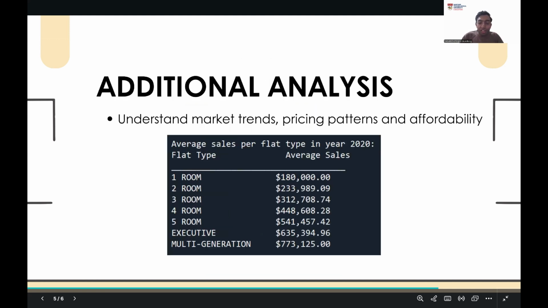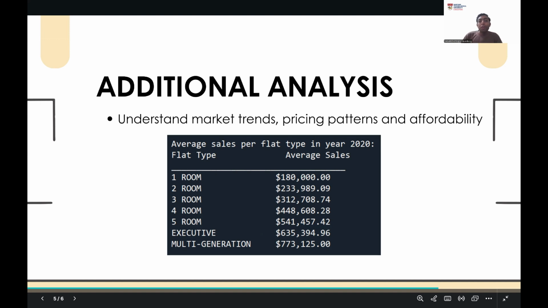The most interesting part is the additional analysis, where I focused on finding the average sales by different flat type, from one room up to multi-generation. It helps to analyze whether the prices are below or above the average, and helps to study the trend. You can see which areas have a higher demand and which areas have a lower demand based on the different flat types.